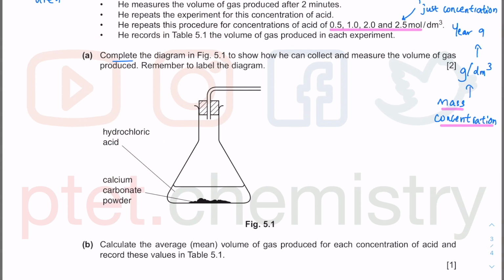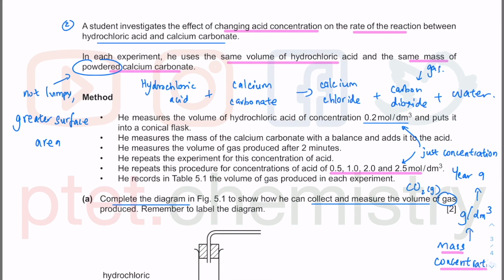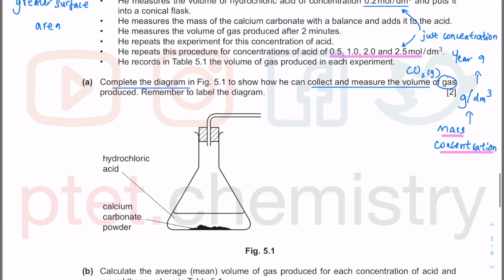Complete this diagram in order to show collecting and measuring the volume of gas. This gas is your CO2 gas as stated in this equation between a metal carbonate and an acid here. So you want to show a gas syringe. A gas syringe is what you use in order to collect gases.